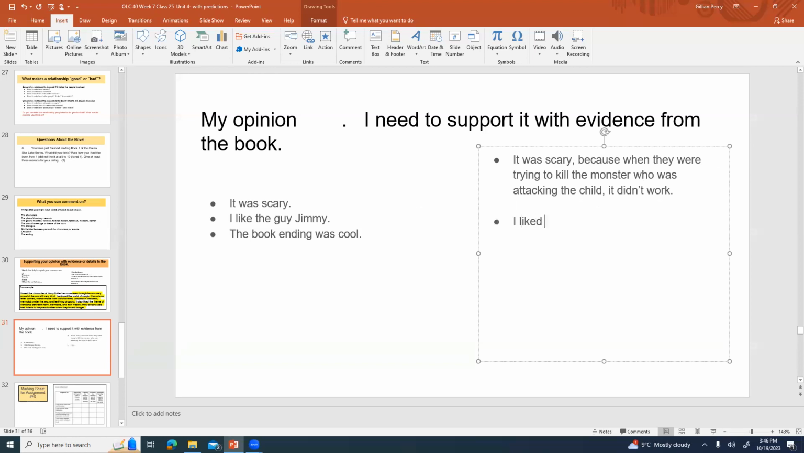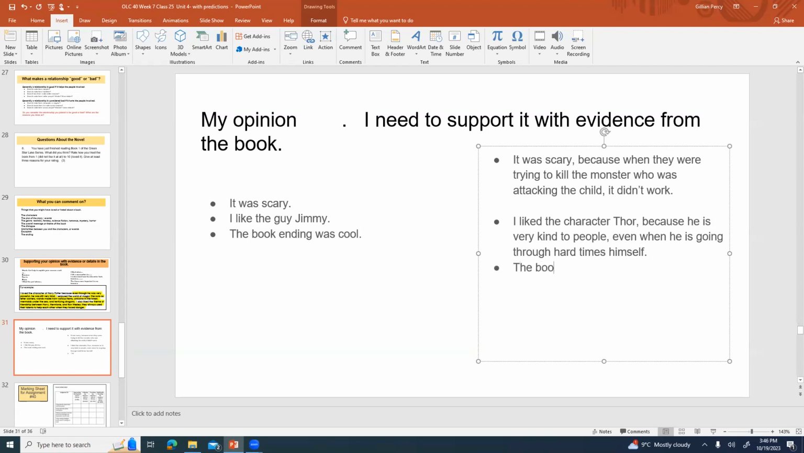I liked the character Thor because he is very kind to people, even when he is going through hard times himself, right?